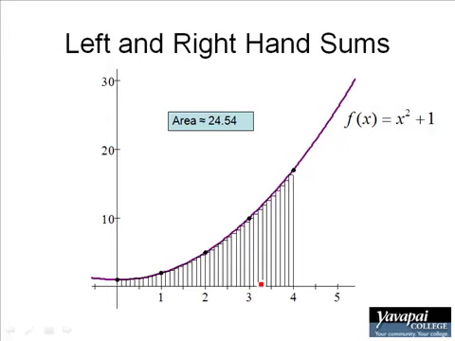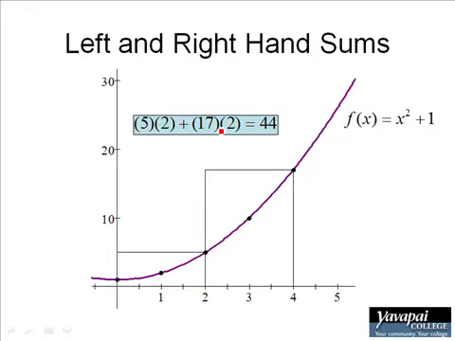So if I increase even more, now it looks like what I have here is 40 rectangles. So I'm going to have 40 terms to this sum. I get an area of about 24.54. So now let's do it, but using overestimates.